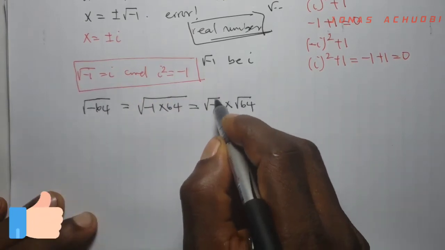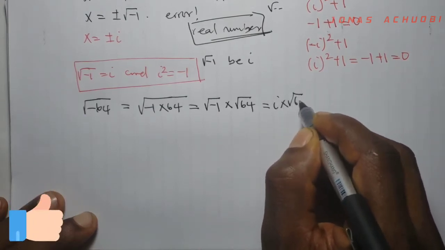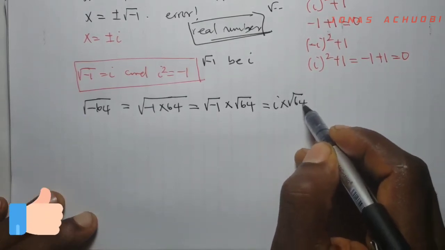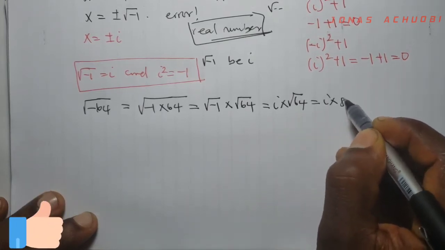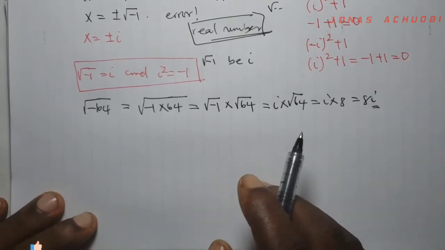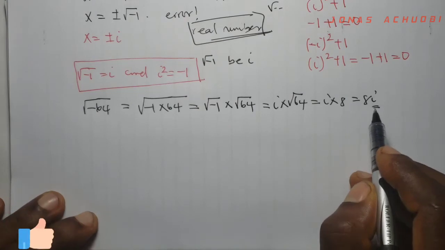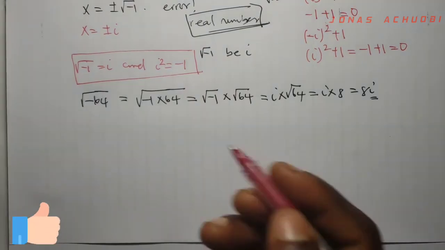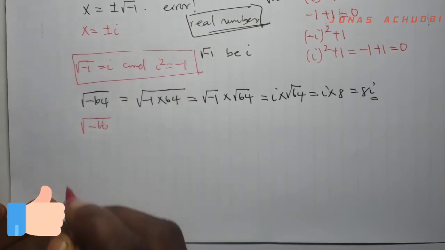So we can now replace this with i, and that becomes i times root 64. And of course, root 64 is 8. So that becomes i times 8, and i times 8 is nothing but 8i. So the square root of minus 64 is nothing but 8i.